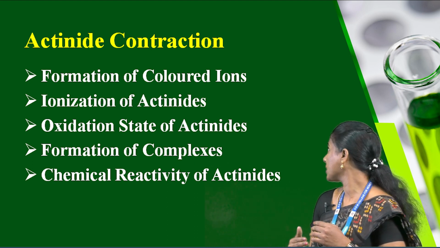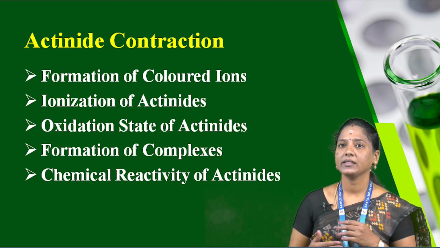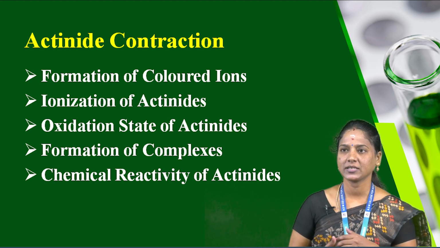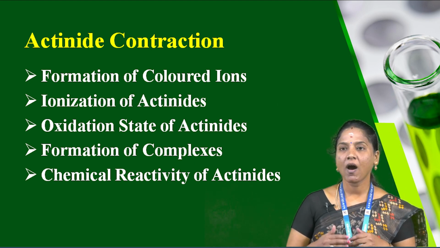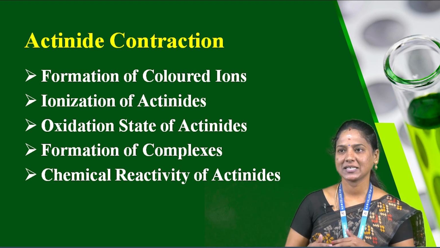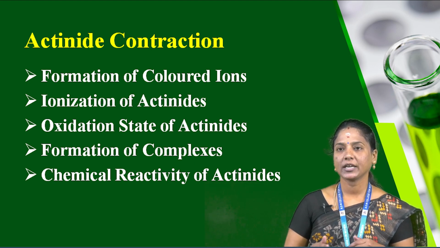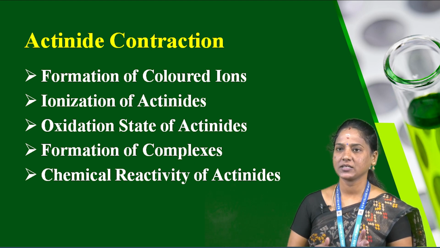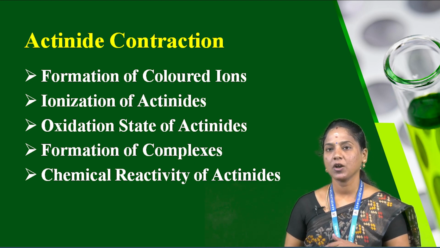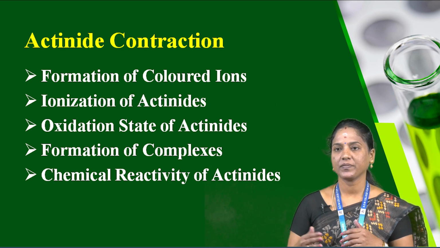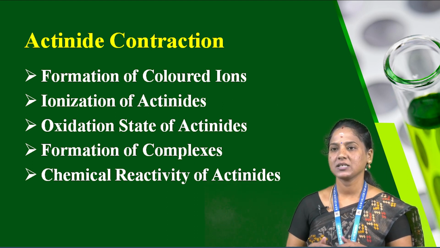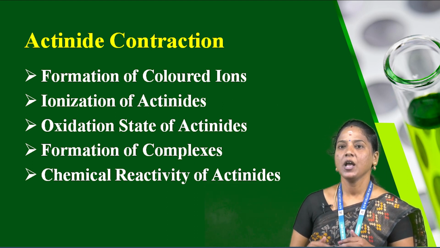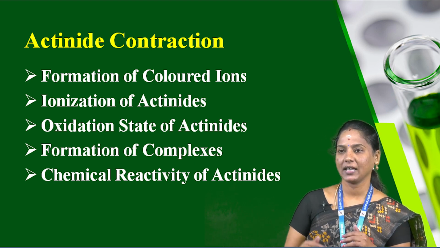Next one, oxidation state of actinides. The actinides show variable oxidation states because of the smaller energy gap between 5f, 6d and 7s orbitals. Though +3 is the most stable oxidation state, other oxidation states are possible because of the poor shielding of 5f electrons. The maximum oxidation state first increases up to the middle of the series and then decreases.